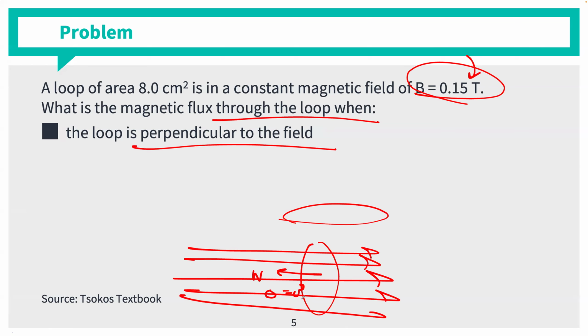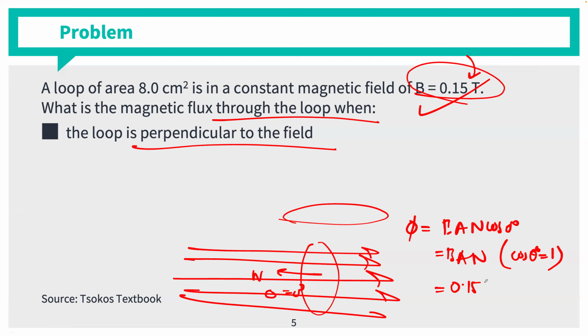If the normal is making 0 degrees, that means the flux will be maximum. From the formula, flux is equal to BAN cos theta, which is cos 0, which will be equal to BAN since cos 0 is equal to 1. So the value of B is given, yes, 0.15 Tesla.